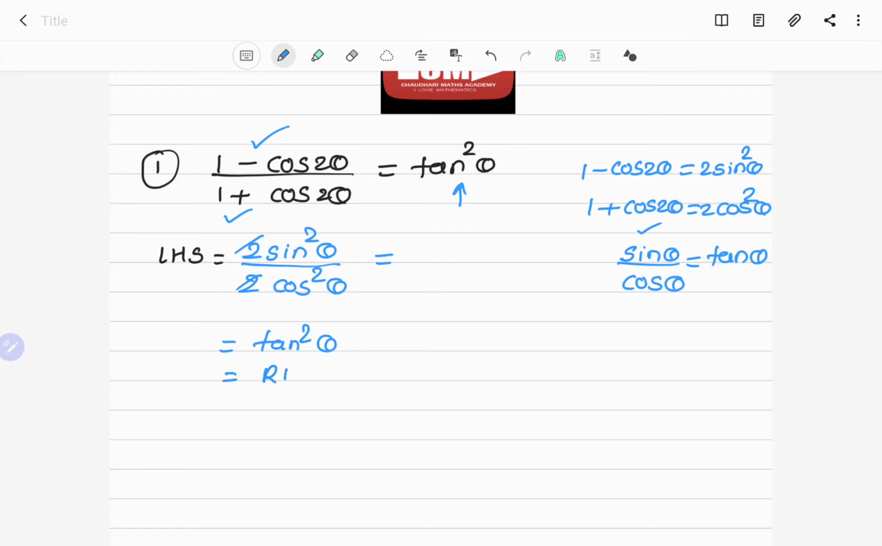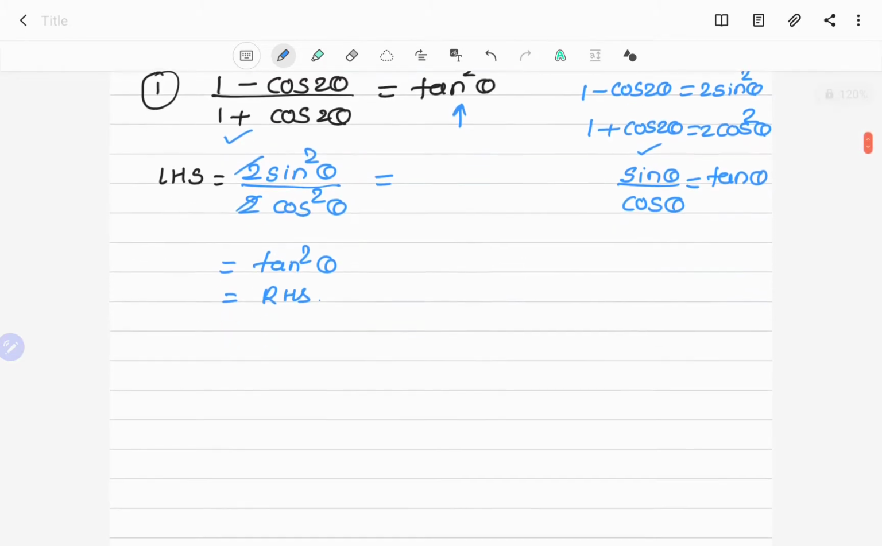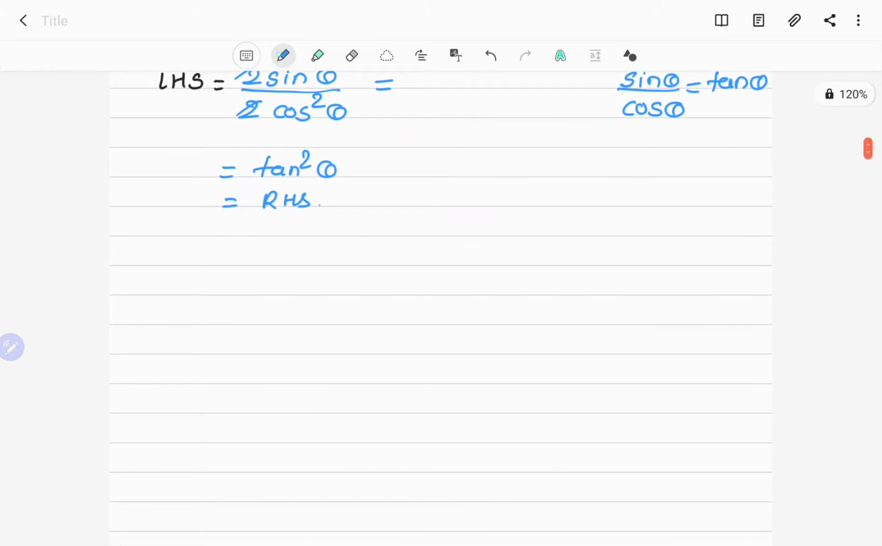So let's mention this as equal to RHS. This one was, I think, a very simple problem, just based on simple double angle formulas. Okay, the next one in the list is, once again, we have to prove that sine of 2 theta divided by 1 minus cos 2 theta is cot theta.